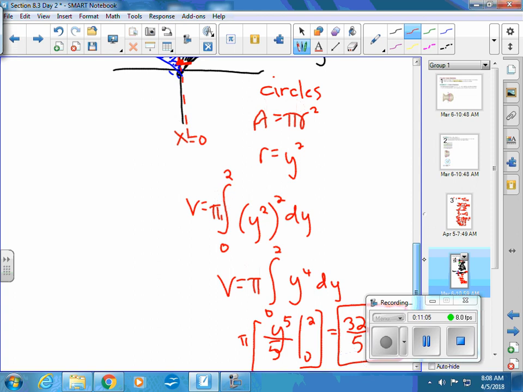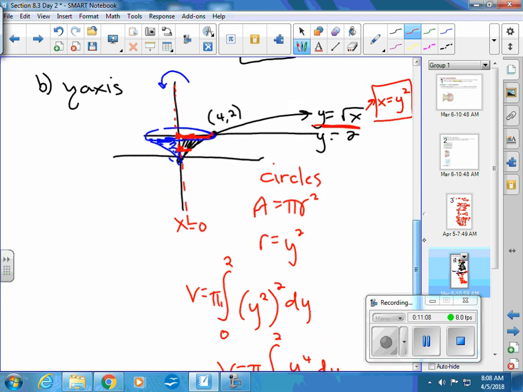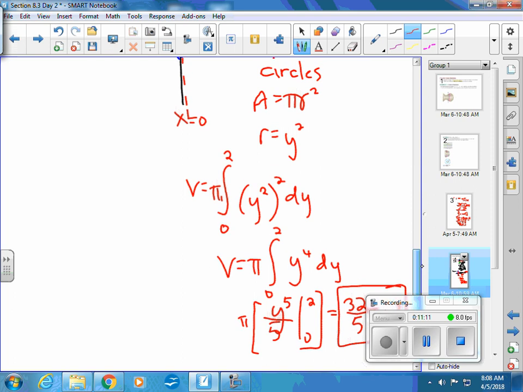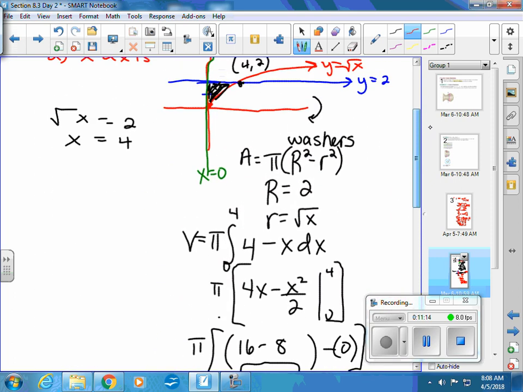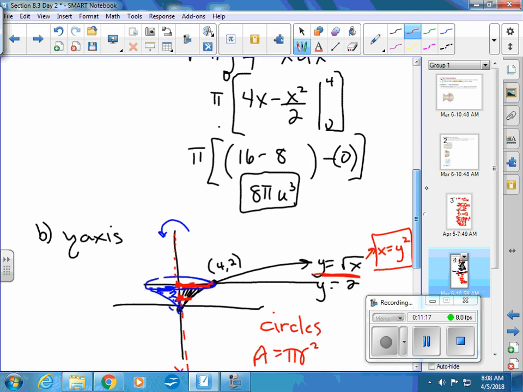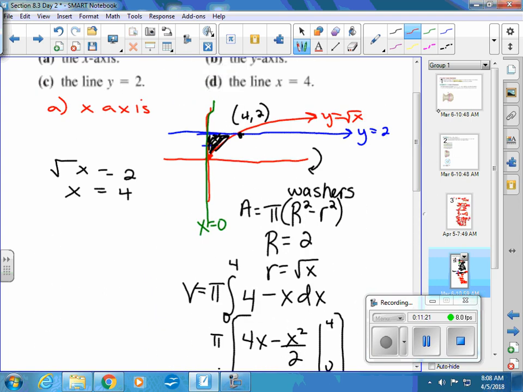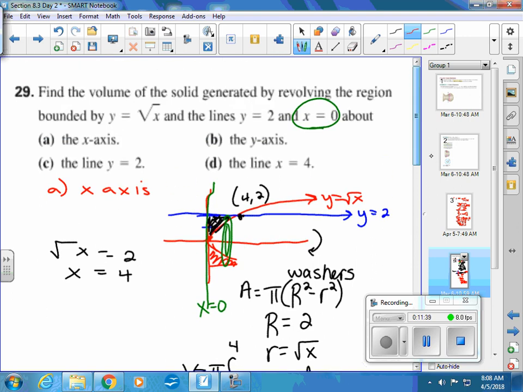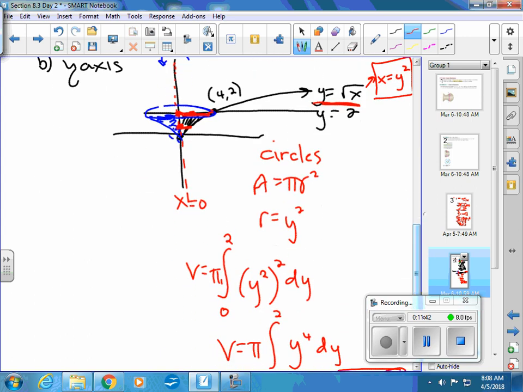Did my answers come out the same? 32 pi over 5, 8 pi. No. We're talking about two different pictures, aren't we? If you look at that guy up there versus this guy down here, they're two very different pictures. If you want me to finish the drawing of this, I could go like this and like this to show that my cross sections are actually washers. So that is x-axis and y-axis. Those are the most commonly asked ones for calculus, for AP.